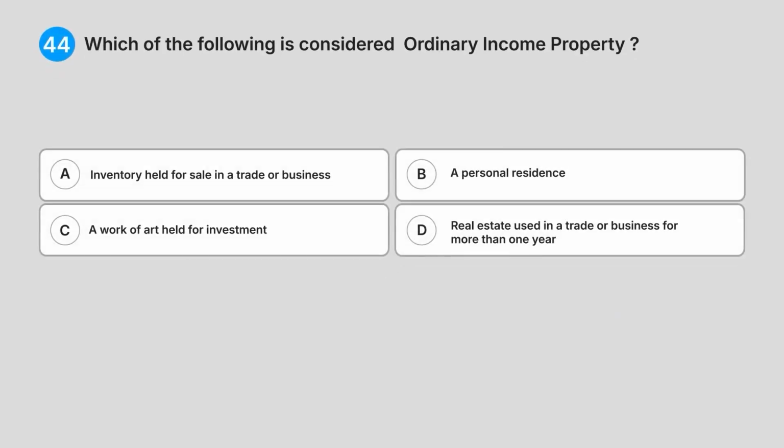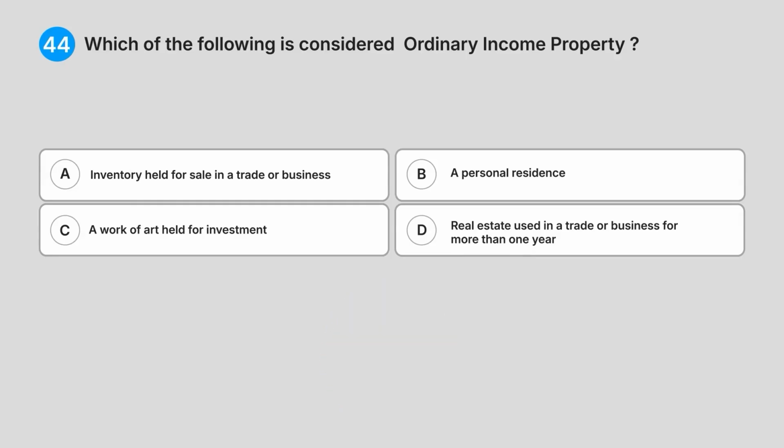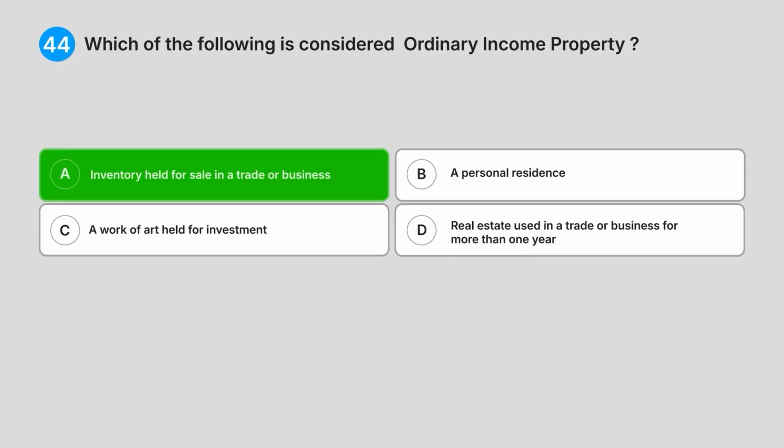44. Which of the following is considered ordinary income property? A. Inventory held for sale in a trade or business. B. A personal residence. C. A work of art held for investment. D. Real estate used in a trade or business for more than 1 year. Can you guess the answer? Correct answer, A. Inventory held for sale in a trade or business.